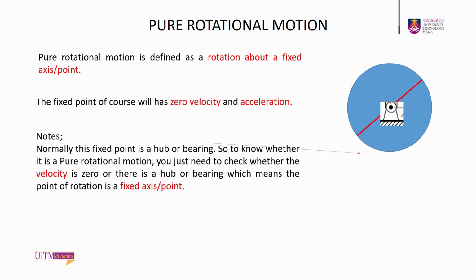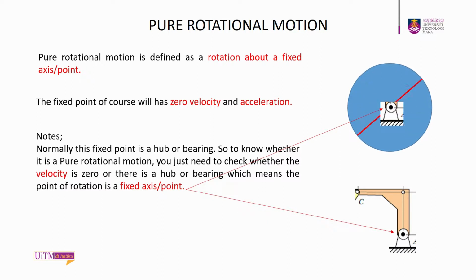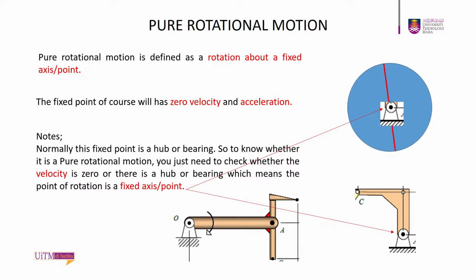Normally, the fixed point is shown as a hub or bearing so that you can easily see that the body is having a pure rotational motion.